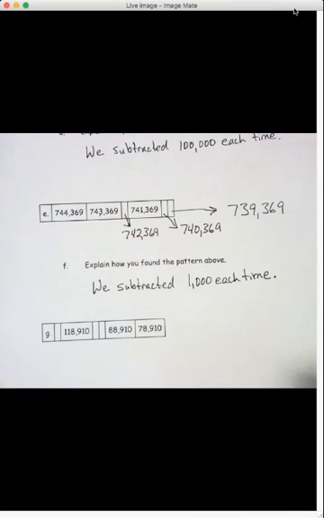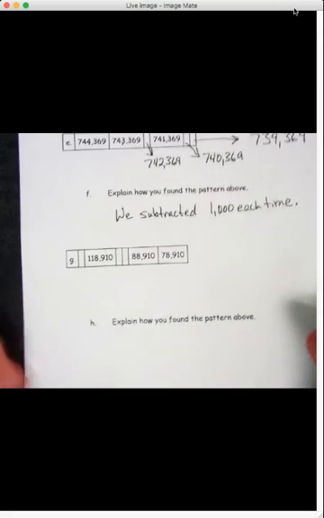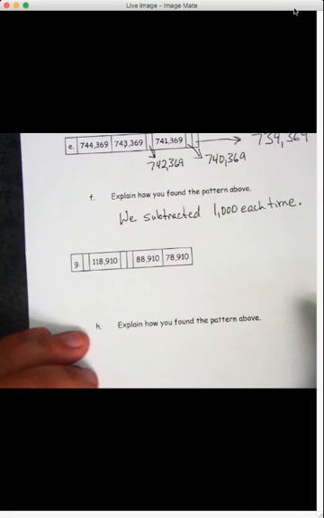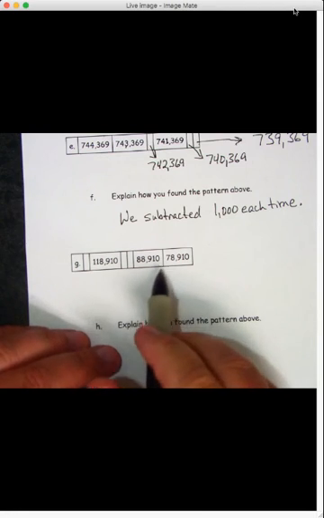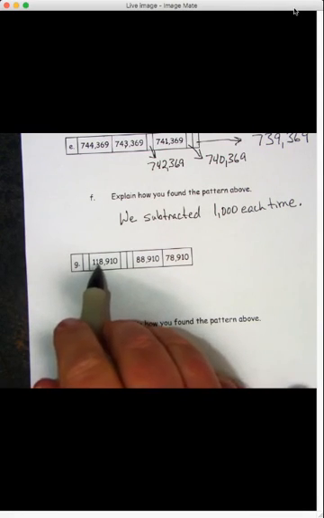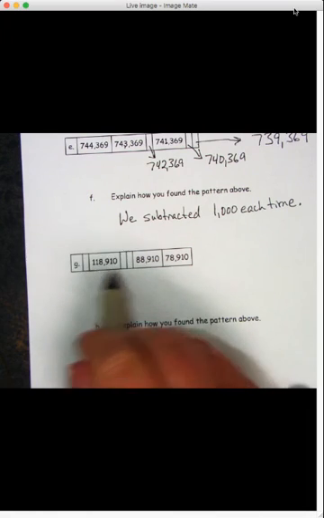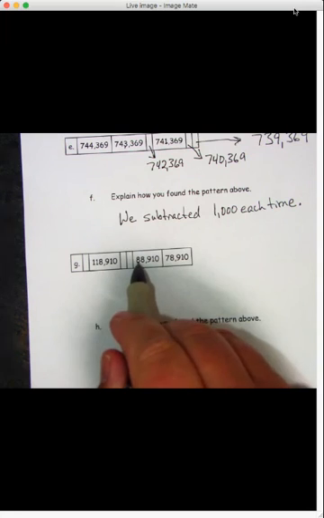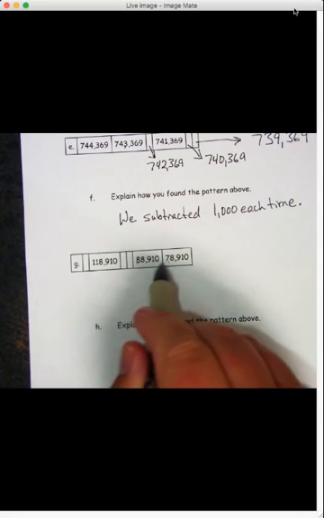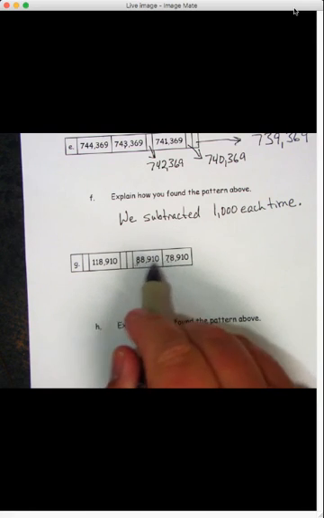Okay, we got one more like this. I think we can do it. Can we do it? Sure we can. Okay, so we got to find this pattern. All right, so we've got 118,000. Got a blank before it, 2 blanks. 88,910, 78,910. It'd be hard to guess right here, but I can see right here my different numbers. What are we taking away? We're taking away 10,000, aren't we?